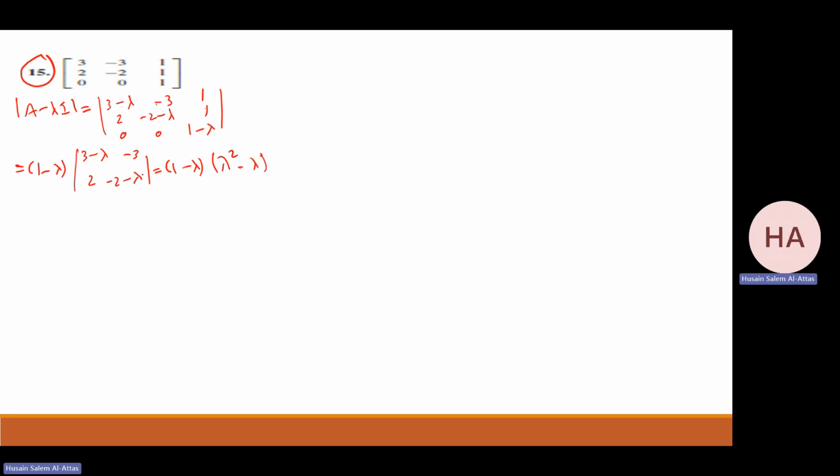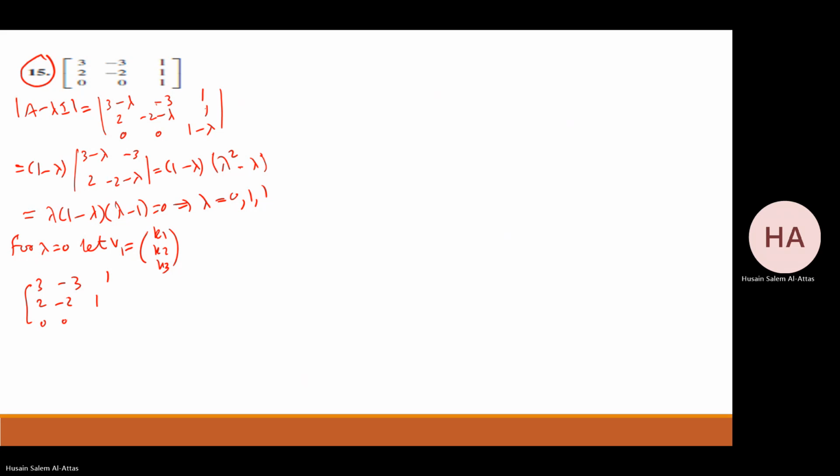So it will be lambda times (1 minus lambda) times (1 minus lambda) equals 0. So lambda will be 0, 1, 1. I don't know exactly, I need to check. Now for lambda equals 0, I let V1 be K1, K2, K3. What I have is 0, it's easy. It will be the same matrix.